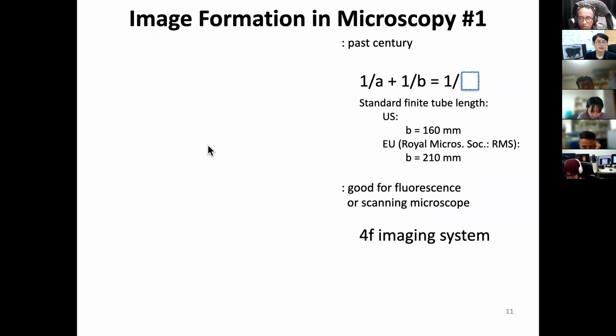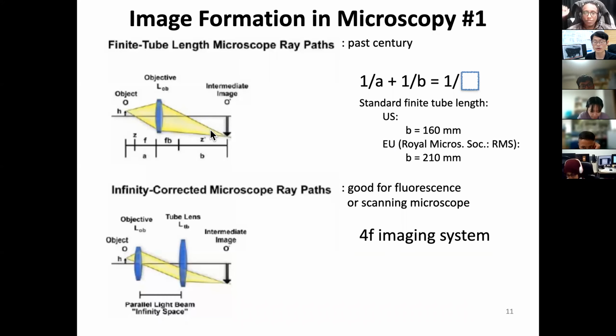So let's understand how microscope images are formed. We've learned already, and you've done the practice with a single lens. You know that 1 over A plus 1 over B equals 1 over the focal length of the objective lens. The typical or older microscope usually has only one single lens, and so B, the distance from the lens to the image, is called the tube length. The US standard is 160 and the European is 210 millimeters. So when you find a good, kind of old microscope, you'll find this one.